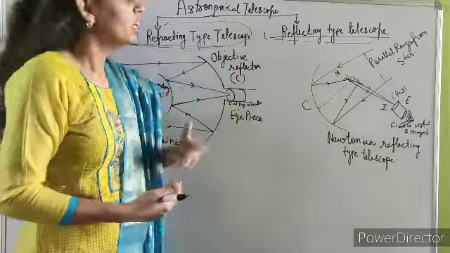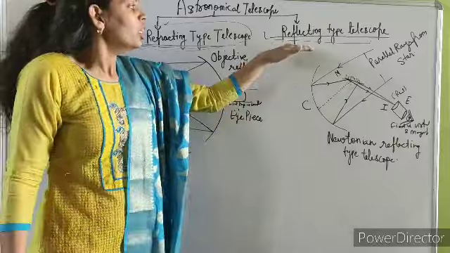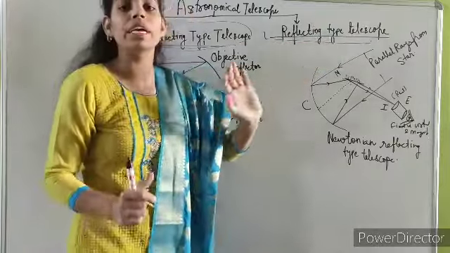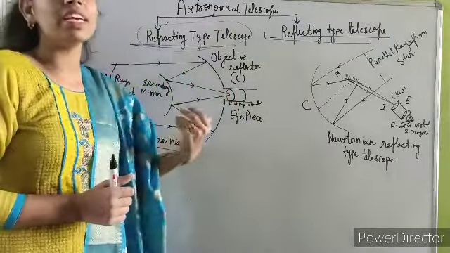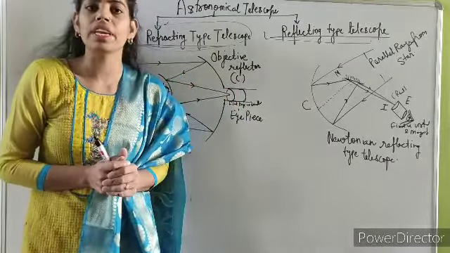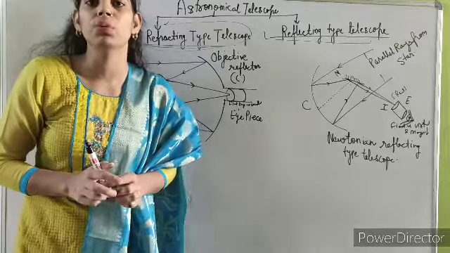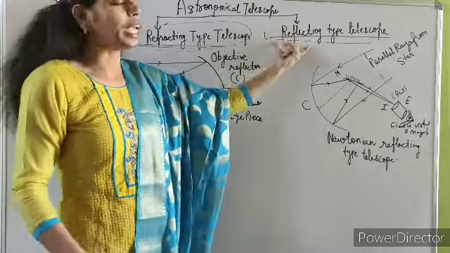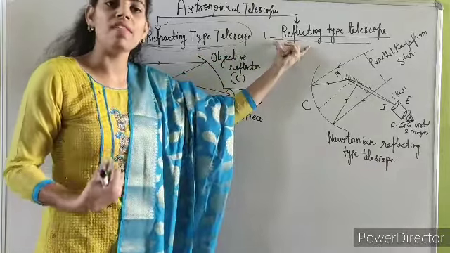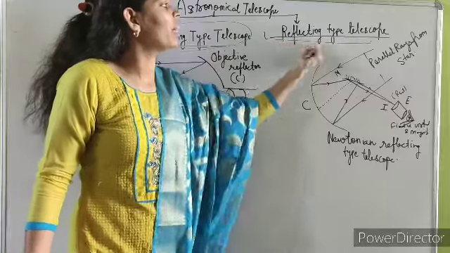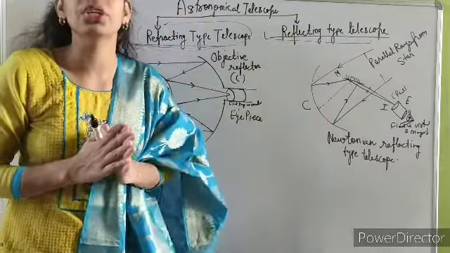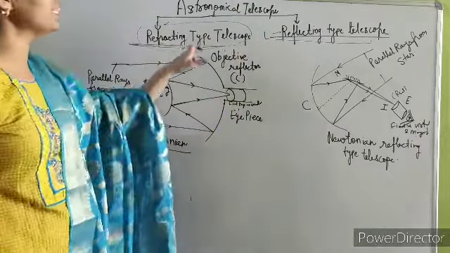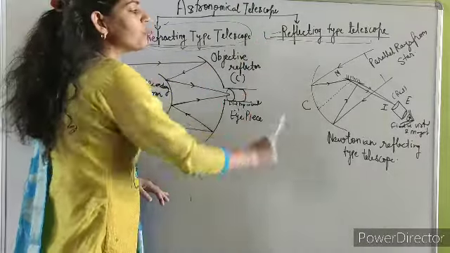How is it an improvement over the refracting type telescope? The image that is formed by the reflecting type telescope is much brighter. As I told you yesterday, a telescope is used to observe heavenly bodies like stars and planets and many more. So the image of the stars, or heavenly bodies, made by the reflecting type telescope is much brighter. So this is an improvement over the refracting type telescope.